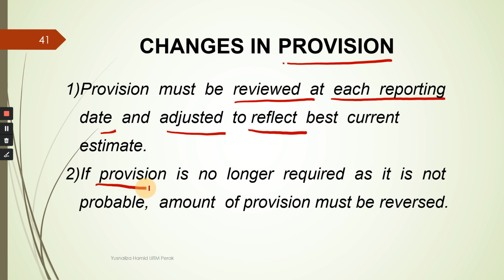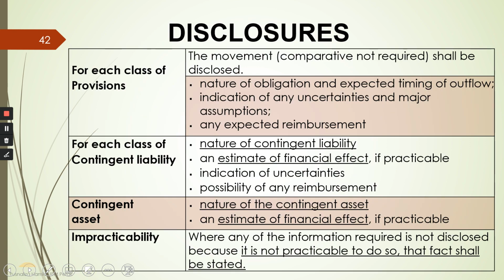Or maybe the provision is no longer required as it is not probable. At first you thought it's 60% chances, but later you notice that the chances need to be reduced to just 40%, which is not probable, right? So if that is the case, that amount of provision must be reversed, and that may have to be recorded as a contingent liability. So that will have to be reviewed from time to time to reflect the best estimate.